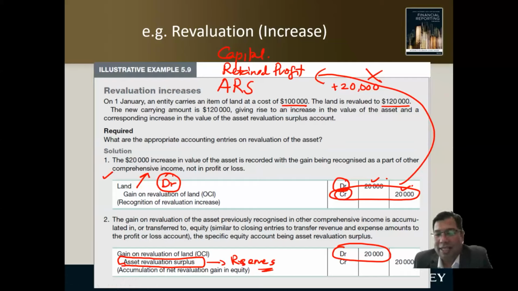Debit land, credit asset revaluation surplus, but we're not able to see the amount in the statement of profit and loss and other comprehensive income. We want to examine what the increase in value of that asset is for that particular year. So that's why we put it as OCI first, and later on we close the OCI account and transfer to asset revaluation surplus.